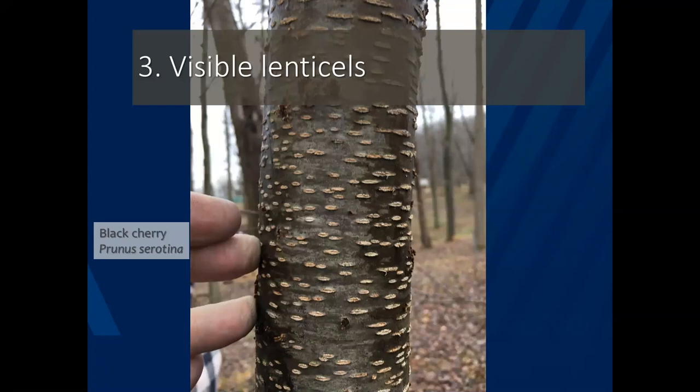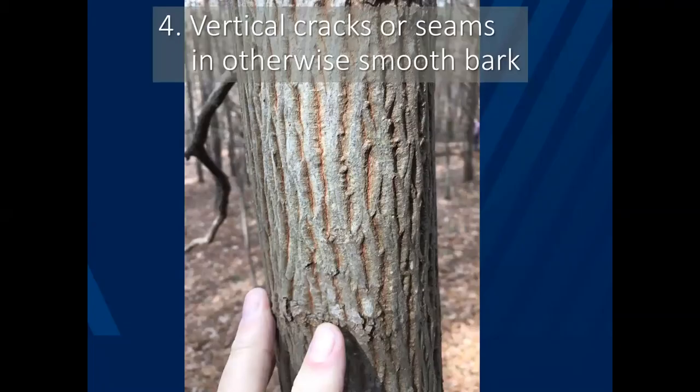Remember, inside that bark there's a meristematic tissue, a growing tissue that is respiring, burning sugars, and needs oxygen to fulfill all those growth requirements. So visible lenticels is another category. Here's my favorite category, just because it has such a long name: vertical cracks or seams in otherwise smooth bark.